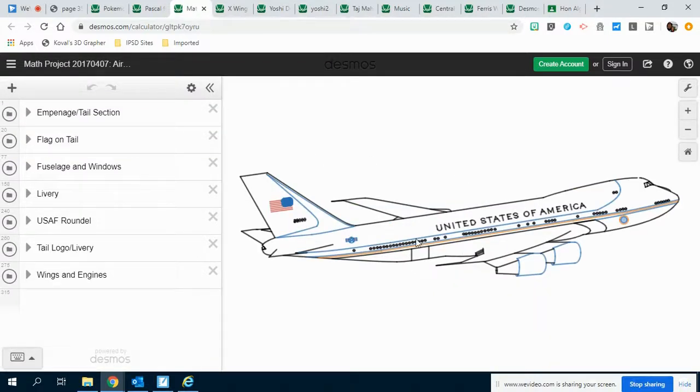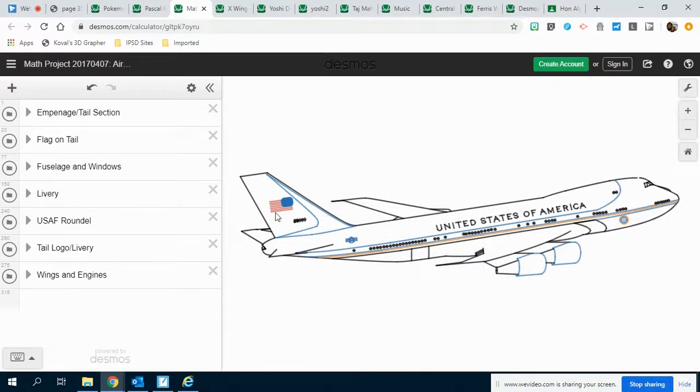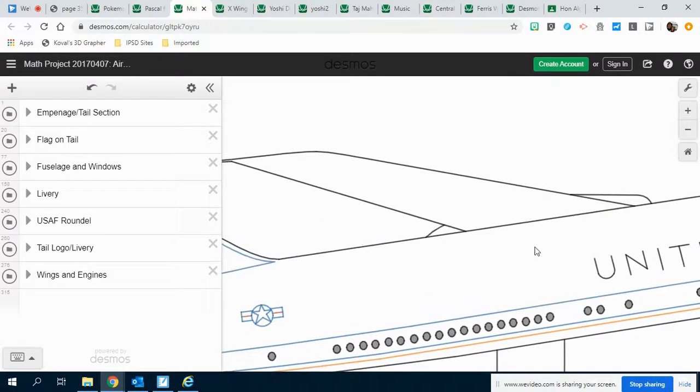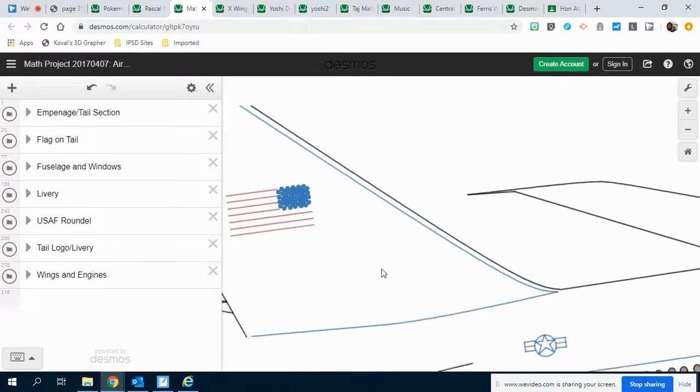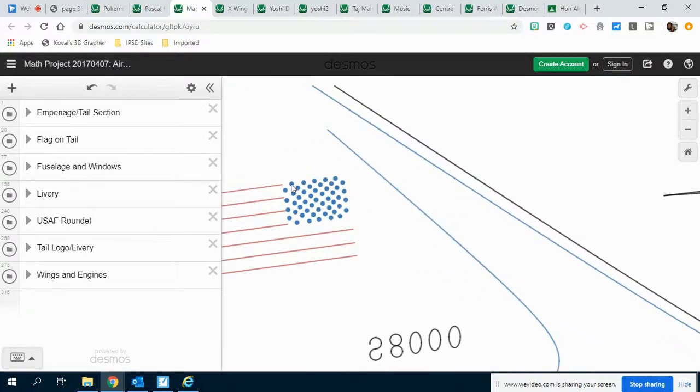Here's an example of Air Force One. Air Force One is pretty diligent here. One thing you'll notice is that sometimes you can turn off the grid or other things in order to make it work out a little bit better for you, if that works better for your picture. Now, one thing to notice about this student's work is they actually did have 50 little stars on there.